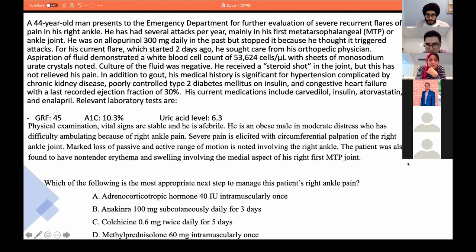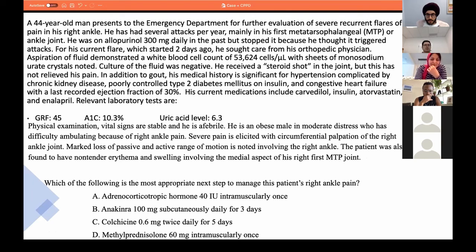Okay, any other thoughts? I thought that it's okay to use colchicine until the creatinine clearance is less than 30, but given that the patient had severe symptoms and he didn't respond to topical steroids, I wouldn't use colchicine for his case. I would use either steroids for at least 5 days or a more potent treatment.